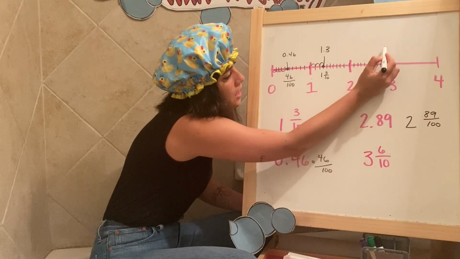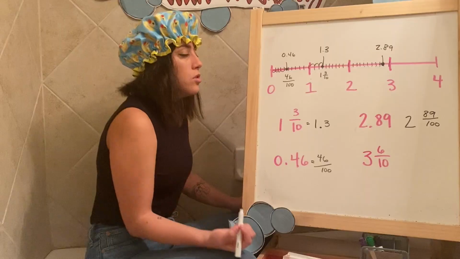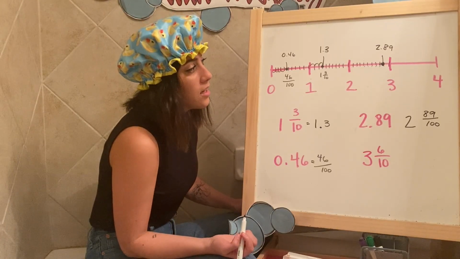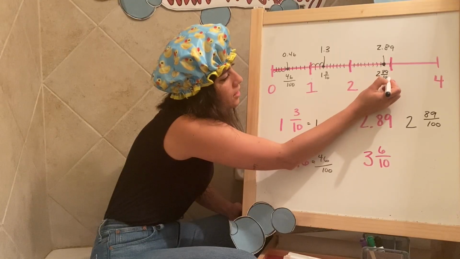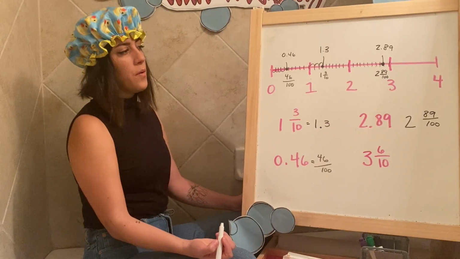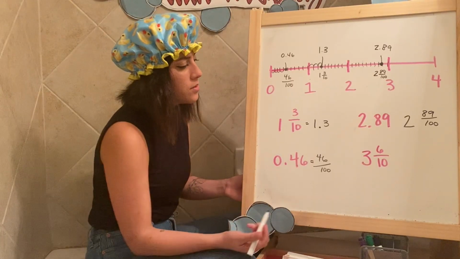right? We're estimating. So this would equal 2.89 or 2 and 89 hundredths. Okay, we're finding the equivalent and we're also putting it on the number line. Let's do this last one.